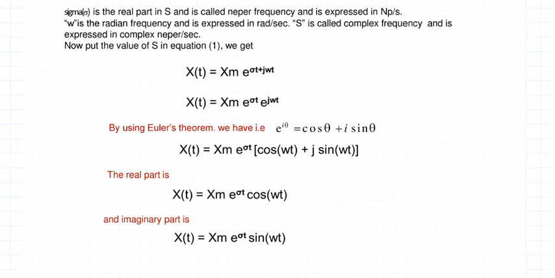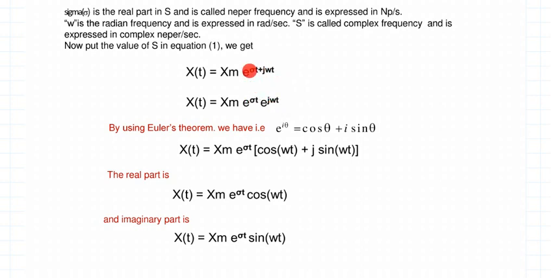See what we have done? Instead of e raised to st, we have replaced s by sigma plus j omega multiplied by t. Now this t is multiplied to each of the terms inside, so it becomes e raised to sigma t times e raised to j omega t. In the next step, we'll be separating these terms. Now I have e raised to sigma t, and I have e raised to j omega t.